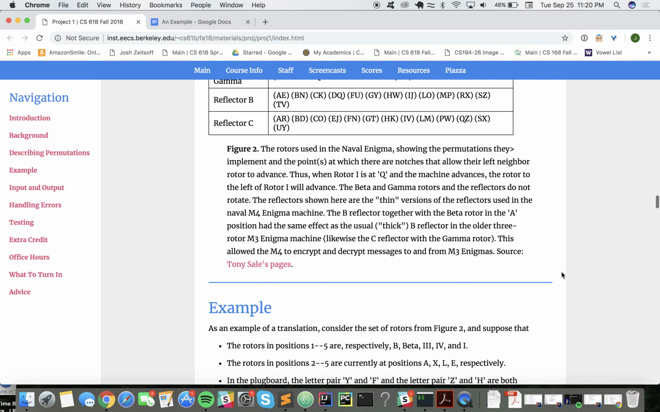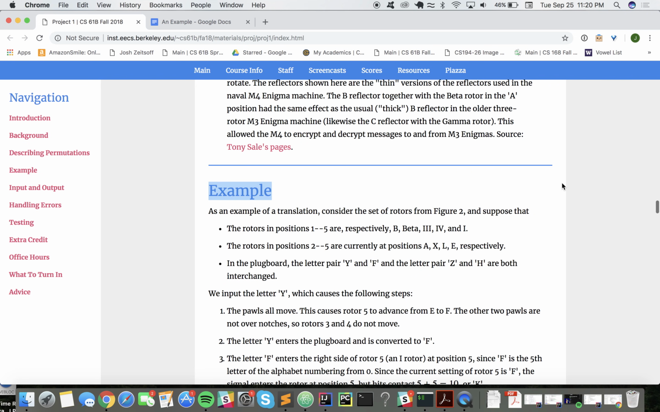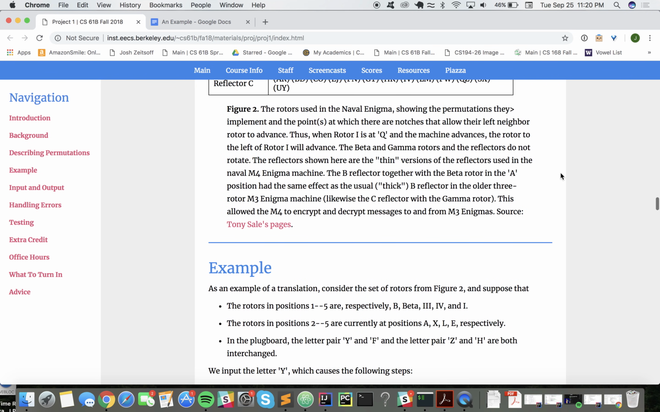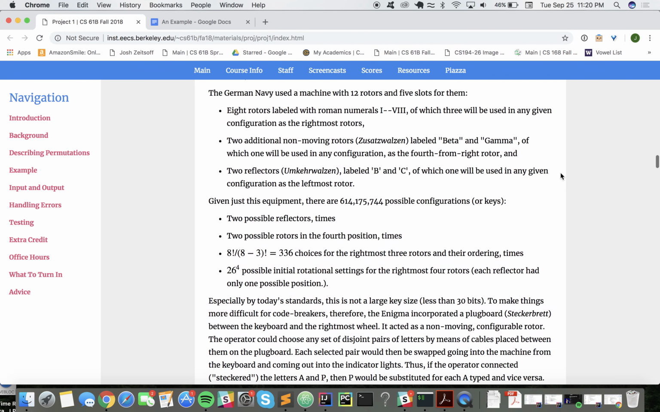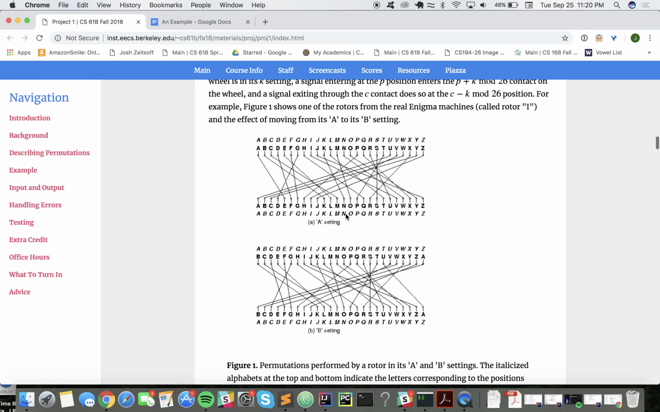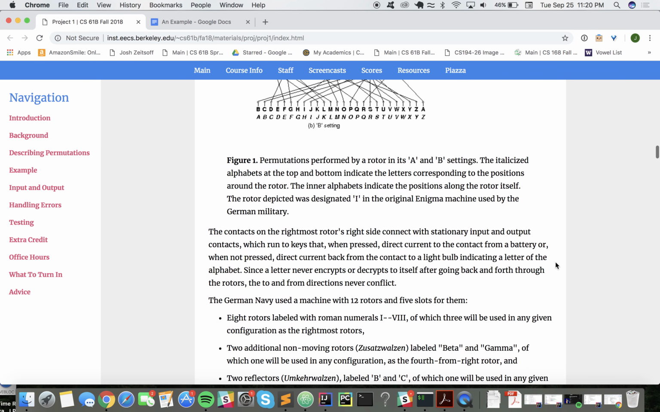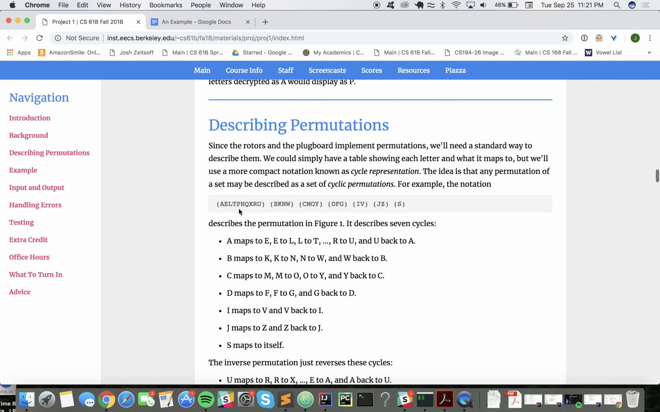So we're going to stop that here, and later on we're going to go through this example here. But by now you should be comfortable with how the rotors rotate. We talked about double stepping. We talked about when a rotor rotates, what that means for its permutation. We talked about the actual permutation representation down here and how each letter maps to another letter.